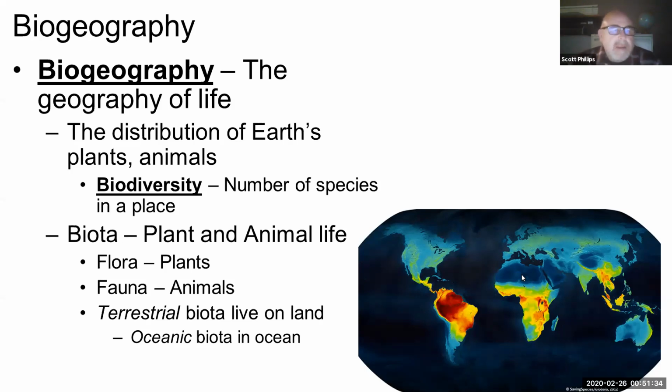And we can divide up living things in different ways. The total collection of living things is called the biota. That's the combined plant and animal life. And we can divide that into flora, which are plants, and fauna, which are animals. And we can divide it other ways as well. We tend to look at terrestrial biota for things that live on land, versus other living things that are in ocean environments.